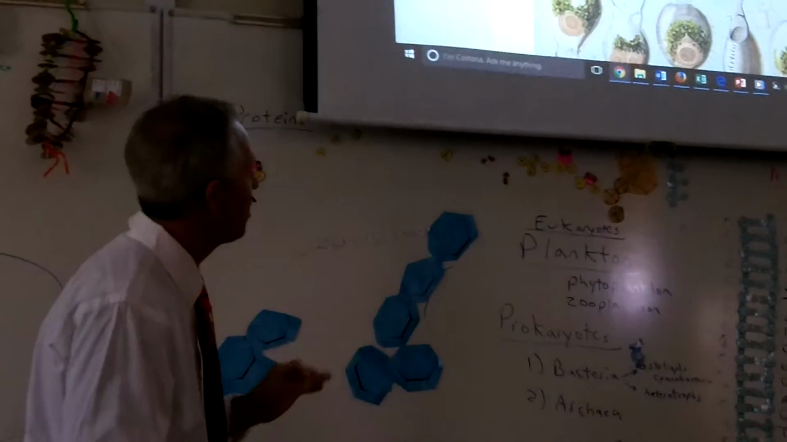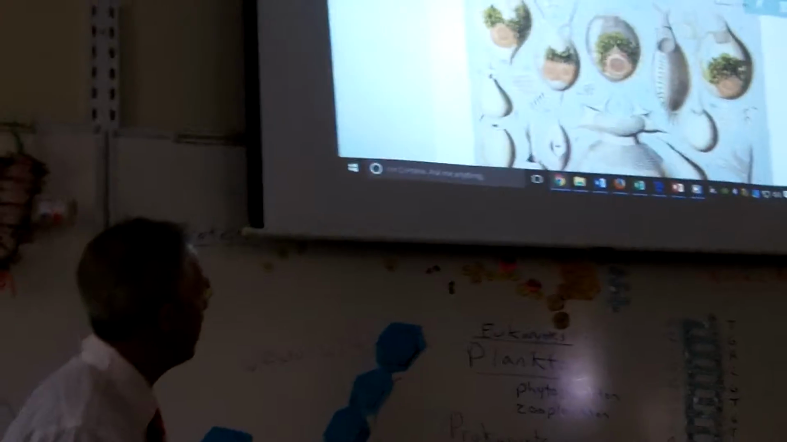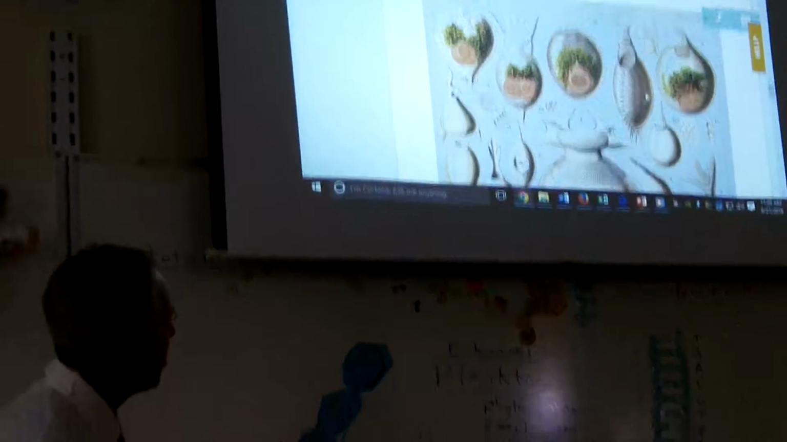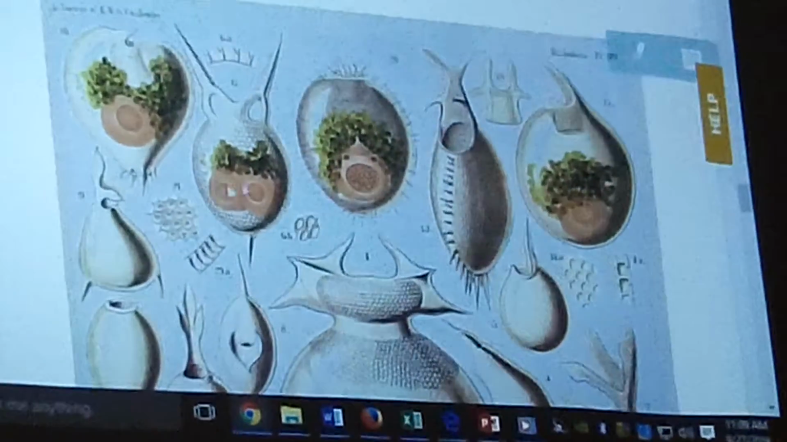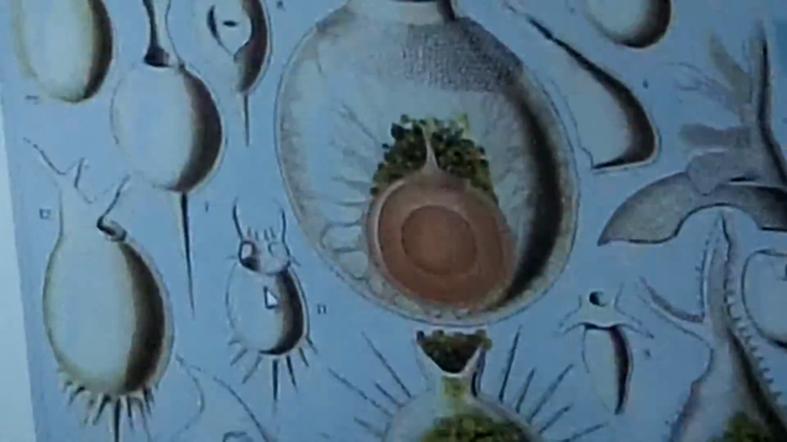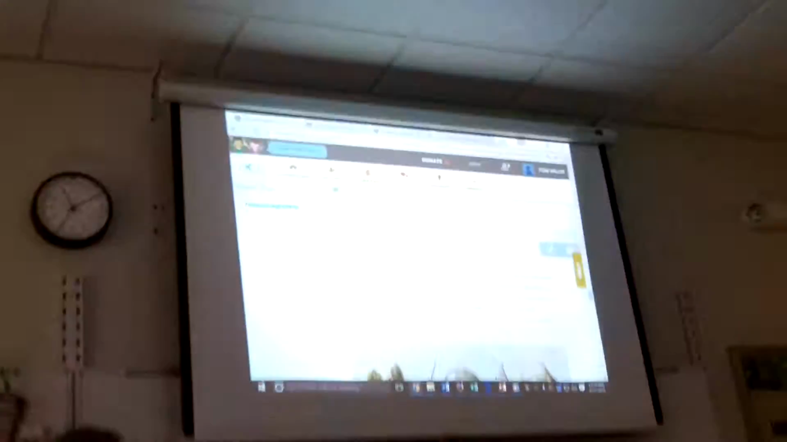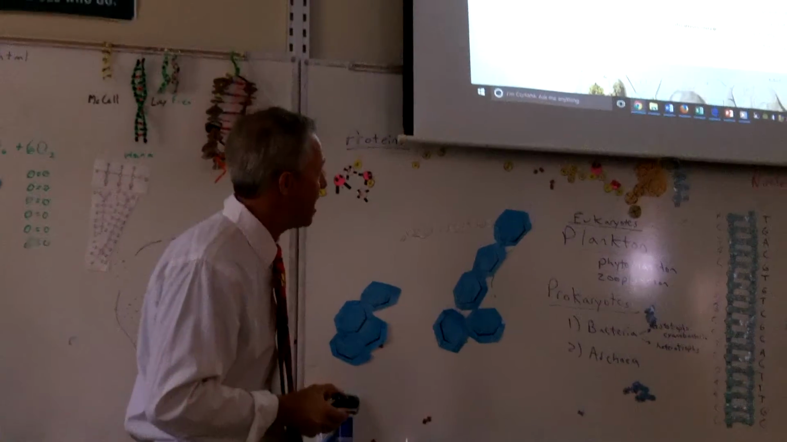And they help make up siliceous ooze, which is part of the sediment in the ocean. And you can see all these little organisms. They live inside these glass shells, and they have all kinds of different shapes here. Radiolarians. So their shells are glass. They're clear, and they float around and eat other things. So they're zooplankton because they eat other things.